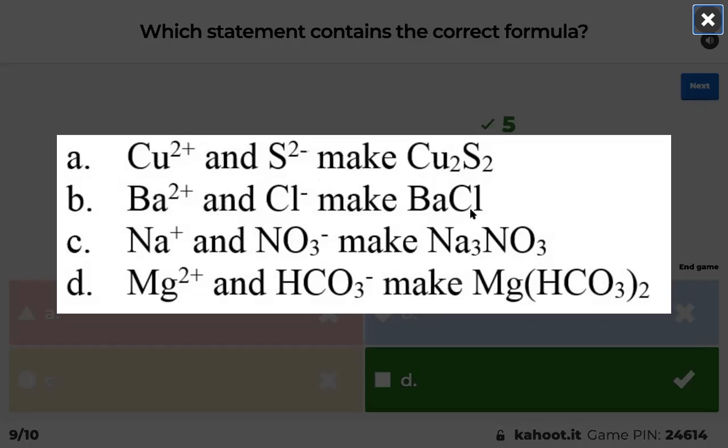Cl as a subscript of 2. Yeah, so if we look, this is a +2 and this is a -1, so we would need 2 of the Cls in order to balance it out. So the Cl should have a 2 subscript behind it for that one to be correct.